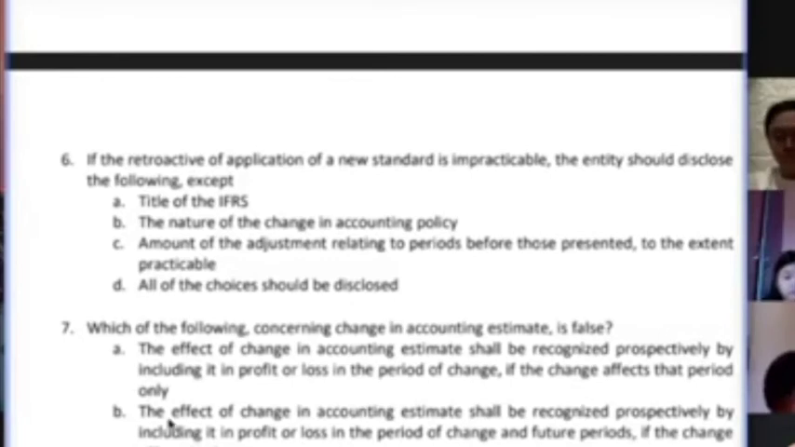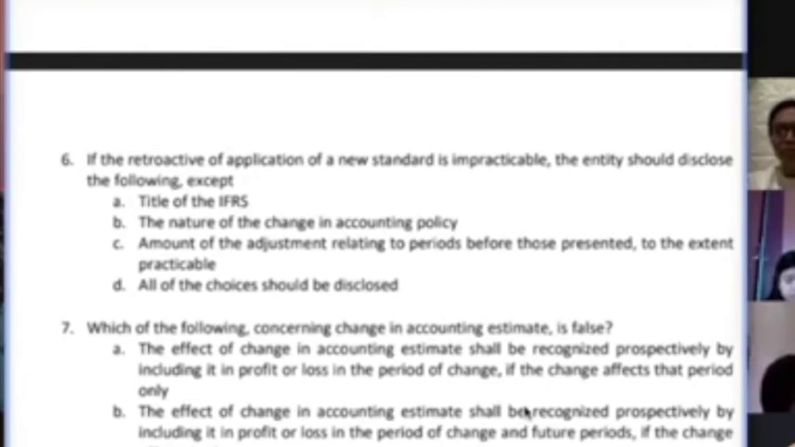Meanwhile, letter B, class, is our usual understanding of prospective application. You apply the change in the period of change and future periods. But when do we do this? Only if the change affects both the current period and the subsequent periods. So basically, class, prospective application, only apply it in the affected periods but never go back.